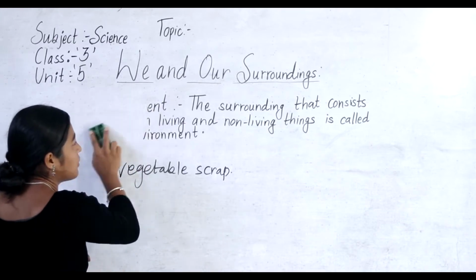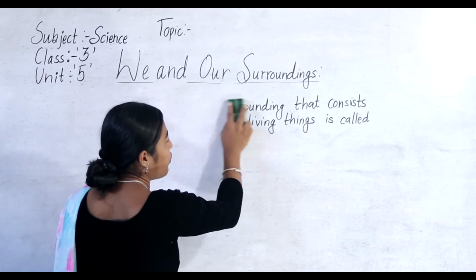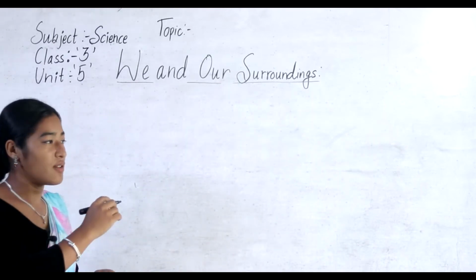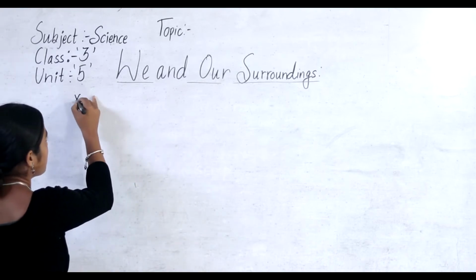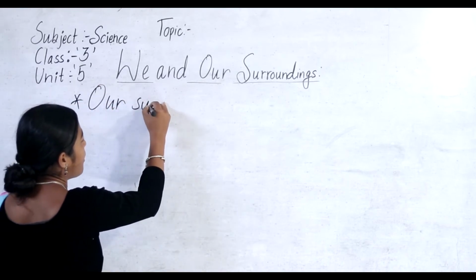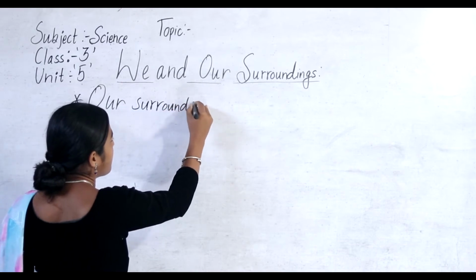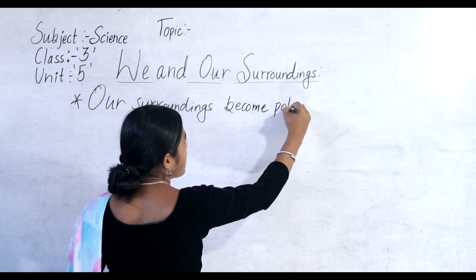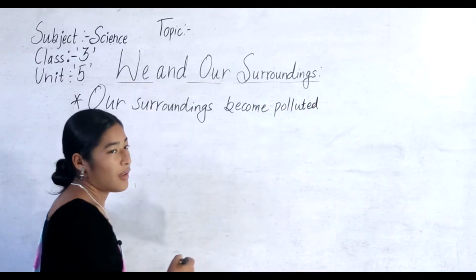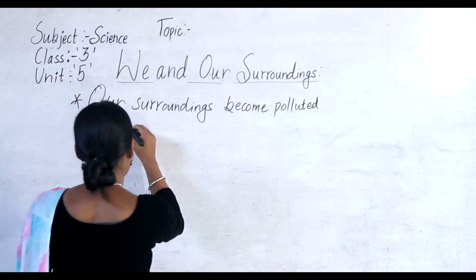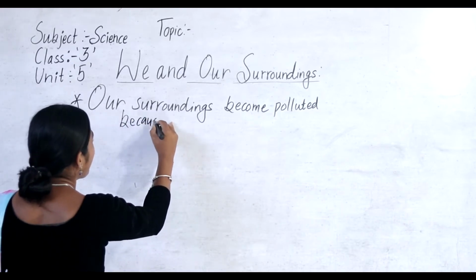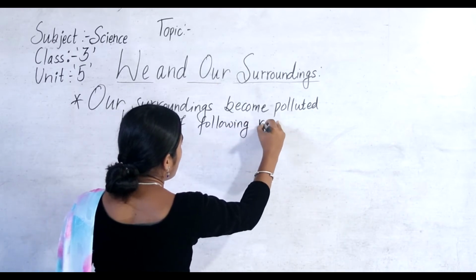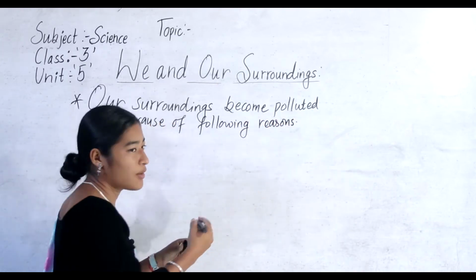Now I will read it point by point and you have to write it, okay? You have to write that point also. Our surroundings become polluted in many ways because of the following reasons. I will read all those reasons which are given in the book.